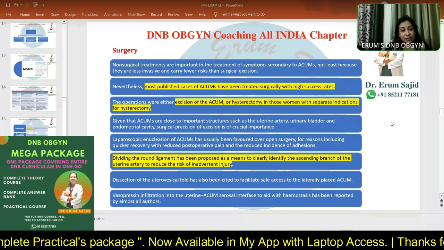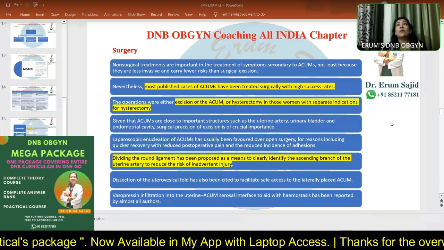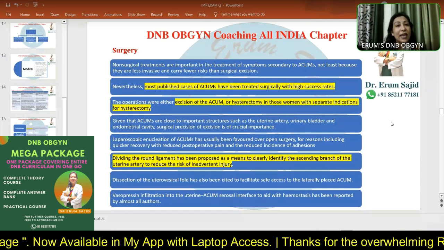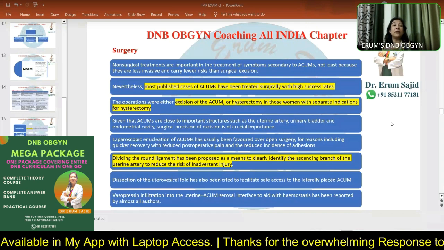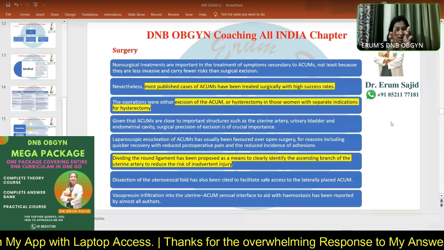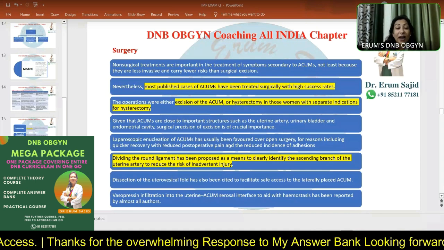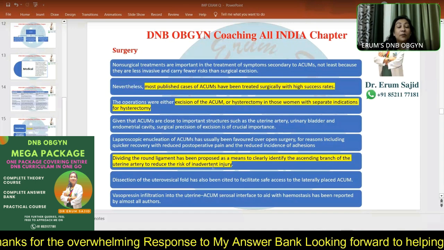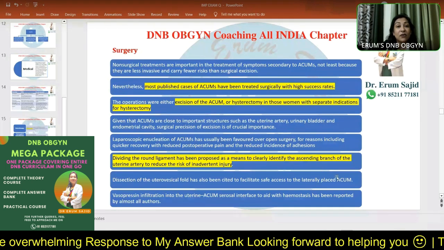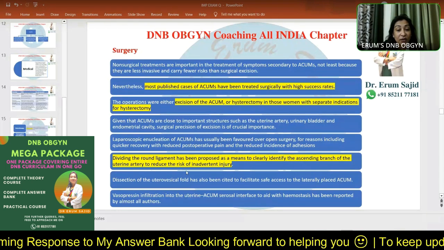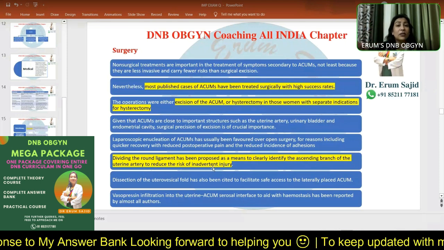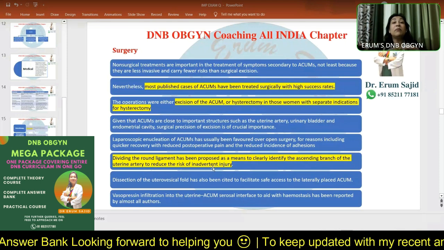So what else? Since one very important thing is, guys, do you realize the fact that I just spoke to you, that it is behind the curtain? It's behind these two flaps of the broad ligament. So obviously, do you see this? Dividing the round ligament is a proposed means to clearly identify the ascending branch of the uterine artery, to reduce the risk of inversion, forget about that, to decide the planes.